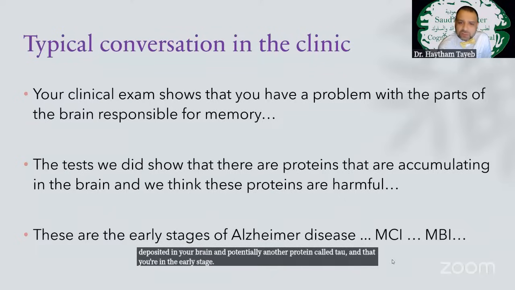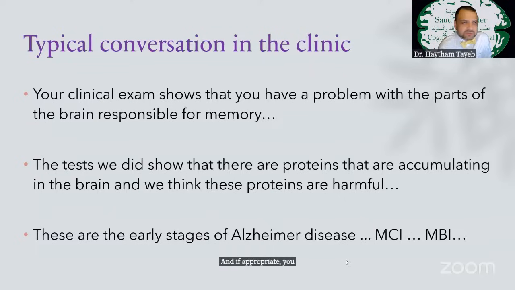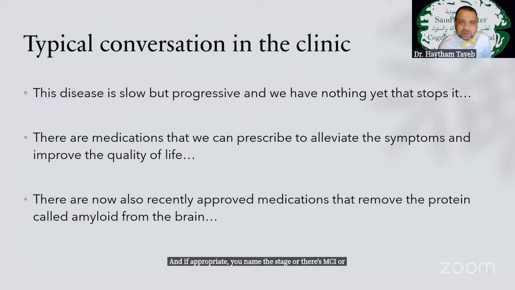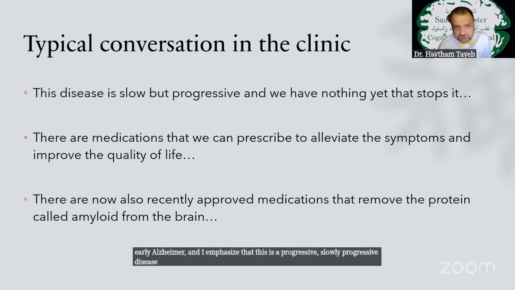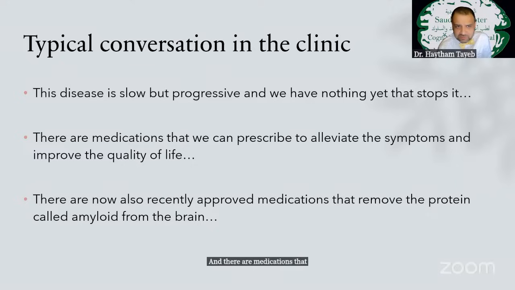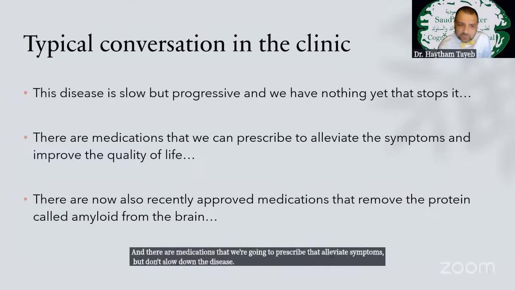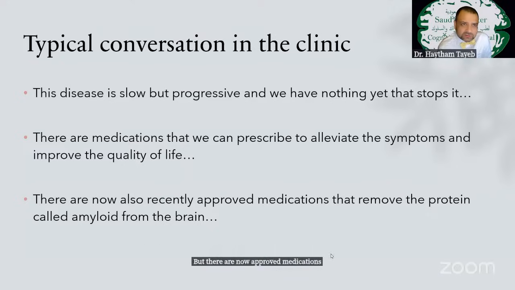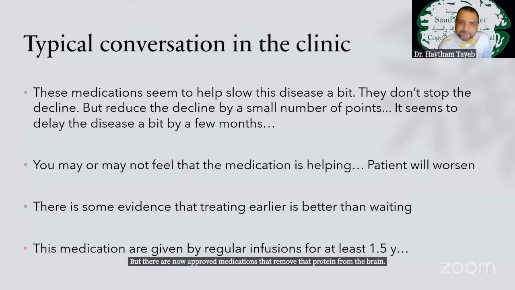And if appropriate, you name the stage, whether it's MCI or early Alzheimer's. And I emphasize that this is a slowly progressive disease. And there are medications that we're going to prescribe that alleviate symptoms but don't slow down the disease. But there are now approved medications that remove that protein from the brain. And then I talk about the extent of the benefit. I make sure I tell everybody that it does not stop the progression, it does not make things better.